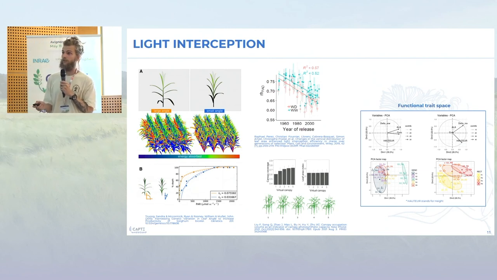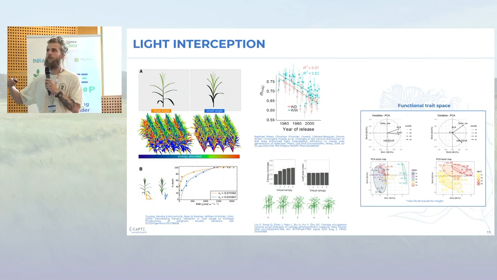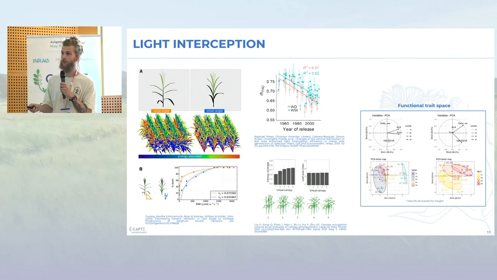So that's why we're going more and more into the creation of functional trait spaces, to really get the impact of each trait on a given character, for example, harvest index, biomass, yield, whatever. And this is why I tried to do so, modestly, on the Avignon experiment.